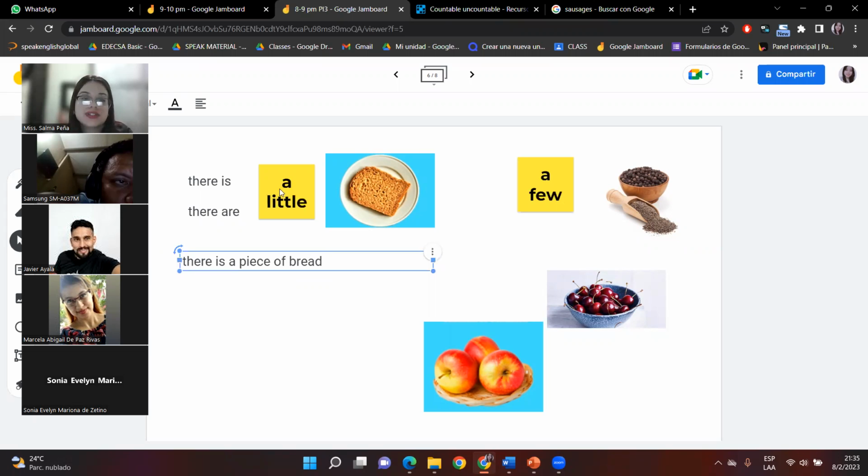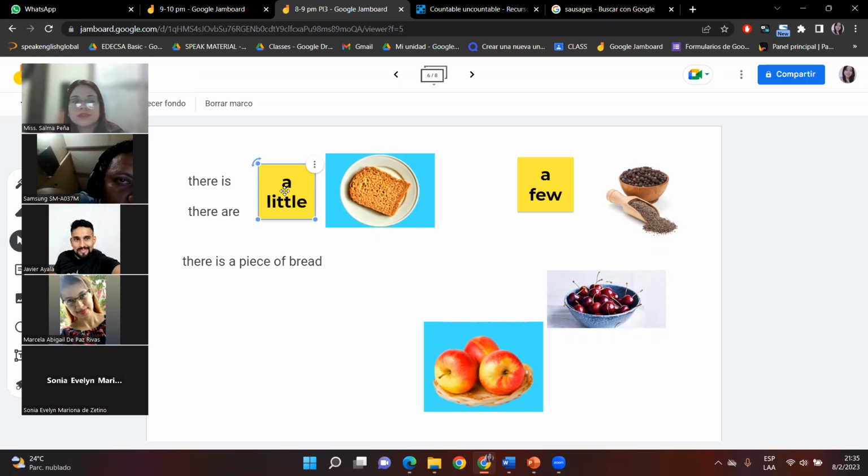But if you say a liter, it's a tiny portion. Un poco de. So in this situation, you have to select between a liter and a few. A liter for uncountable and a few for countable. Por eso nos cambia. Vaya, si tenemos la expresión there is a piece of bread, ahí sí es un trozo de pan. Pero si queremos decir un poco de pan, no el trozo, sino que un poco de pan, ahí ya tendremos que ocupar a liter. Un poco de pan. There is a liter of bread.